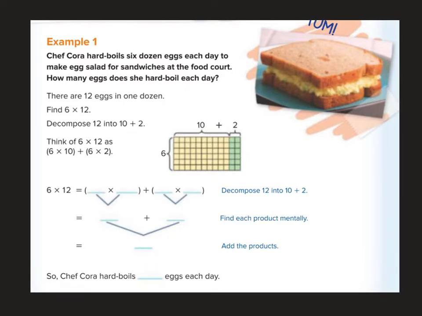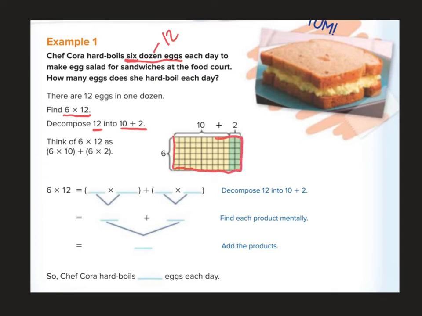Example 1. Chef Cora hard boils 6 dozen eggs each day to make egg salad for sandwiches at the food court. How many eggs does she hard boil each day? So I need to know, it's kind of hidden information. A dozen is 12. So if I have 6 dozen, then I need to do 6 times 12 to figure out my answer. So if I decompose 12 into 10 and 2, then I can draw an area model like this.